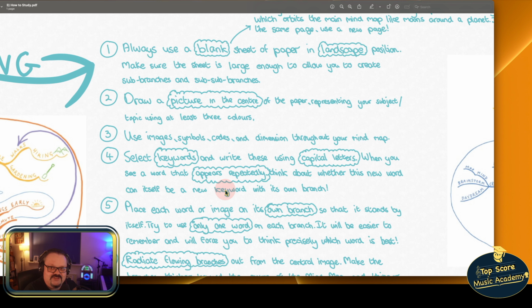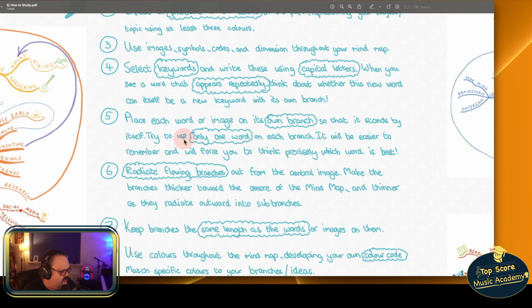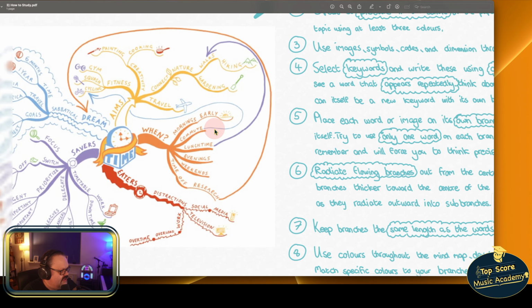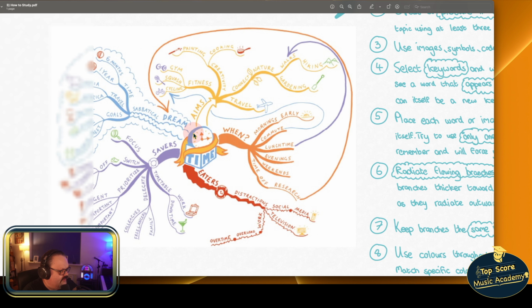If there's loads of repeated words that keep coming up in your mind map, make sure it has its own branch. Place each new word or image on its own branch so that it stands by itself. Try to use only one word on each branch. Yeah, you can see that here for this mind map for time saving, or when you're trying to organize your time. Aims, dreams, savers, eaters, when. Like there's one word on the branch, and then all the different ideas that come out of it on one or two words per branch type of thing.